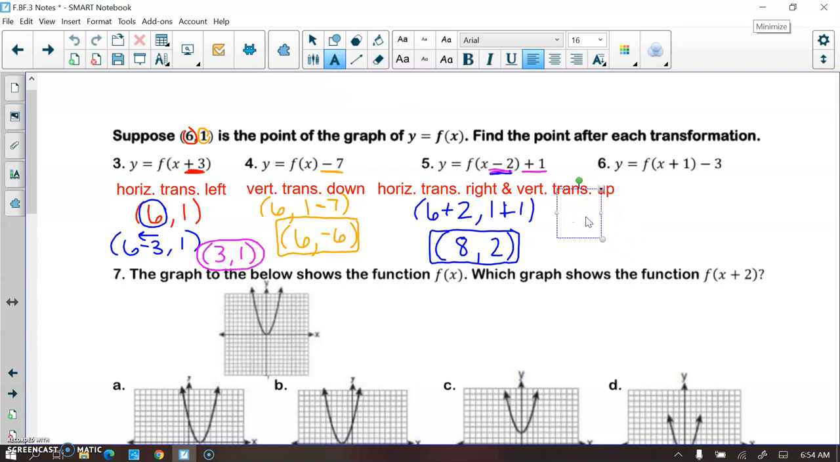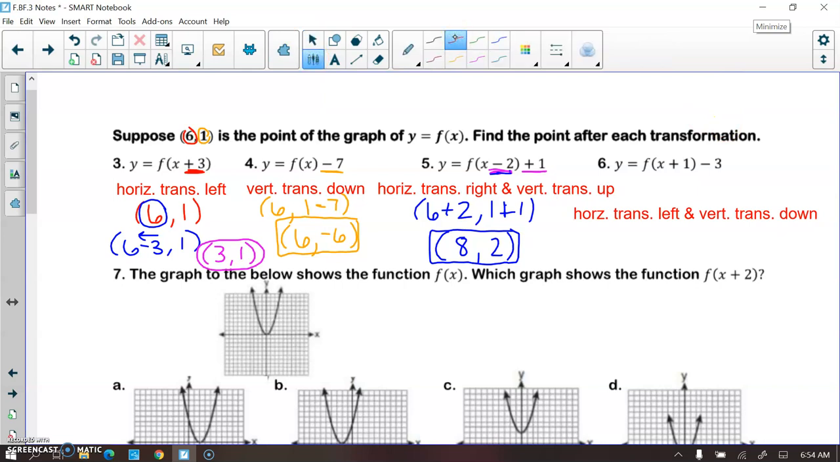Okay, so hopefully you said number 6 was a horizontal translation to the left and then a vertical translation down. And so for this one, what we're going to do is take my 6, my x value, and subtract 1 from it because horizontal translations are the hard ones to remember. And then I'm going to take my y value and subtract 3 from it. So my new point is (5, -2).